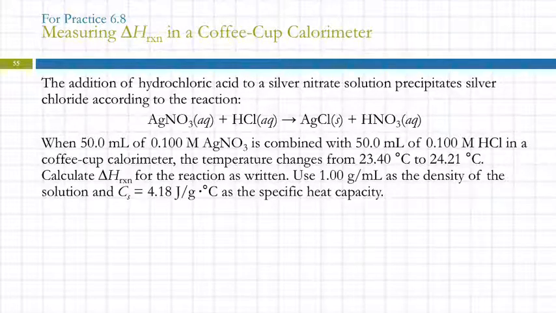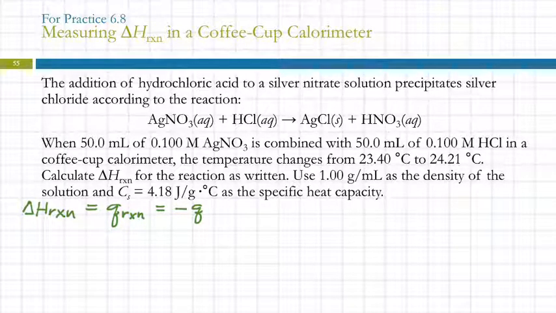We need to calculate delta H. So coffee cup calorimetry, constant pressure, delta H for the reaction equals the Q at constant pressure. Well, the Q at constant pressure in this situation is the heat absorbed or released by the chemical reaction. We can't measure that, but the heat released by that goes into the solution. So that's equal to negative Q for the solution.